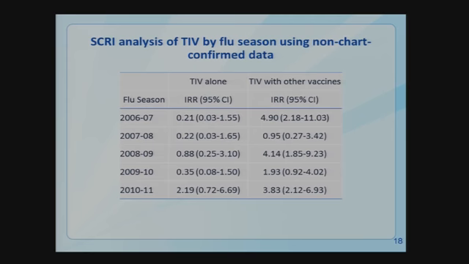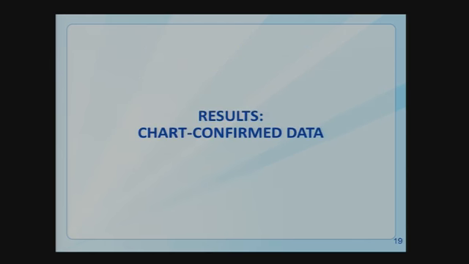Now this is just a preliminary analysis, showing the self-controlled risk interval analysis of TIV by flu season to get an initial sense of whether there were differences across seasons. In years prior to 2010-11, when we stratified to just those flu vaccine doses given alone, we're not seeing an indication of increased risk of febrile seizure. In 2010-11, it looks like there could be something different that year. And in the far right column, when we look at people who receive TIV at the same time as another vaccine, we do see higher relative risks. So this is what we want to examine further. Now moving on to our chart-confirmed analysis.